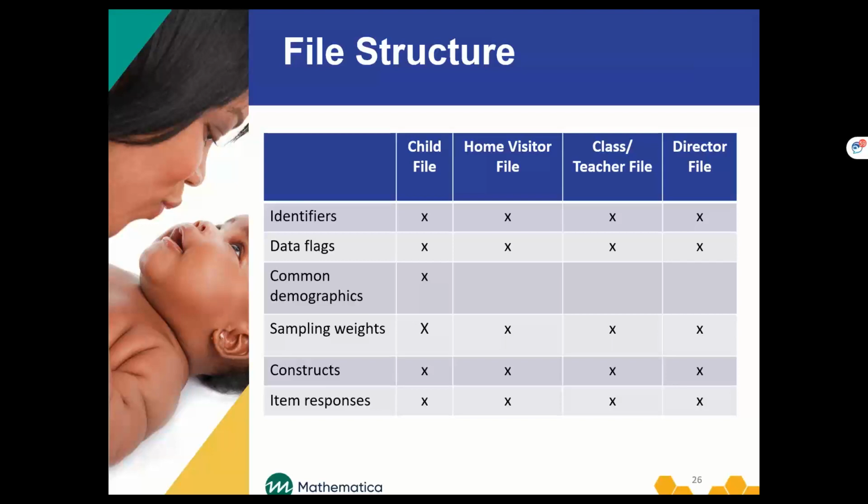It is important to note that the director file is at the center director level, so programs with multiple centers will have program director data repeated for each of their centers. The structure of each of the files is similar, starting with unique identifiers for each file, followed by data flags indicating whether there is a completed instrument for each case. For example, the data flag might show whether or not a child has a completed parent survey, followed by the sampling weights, constructed and derived variables, and item response data from each of the surveys and assessments. The one small exception in structure is the child file, which has demographic variables pulled up to the front of the file after the data flags.